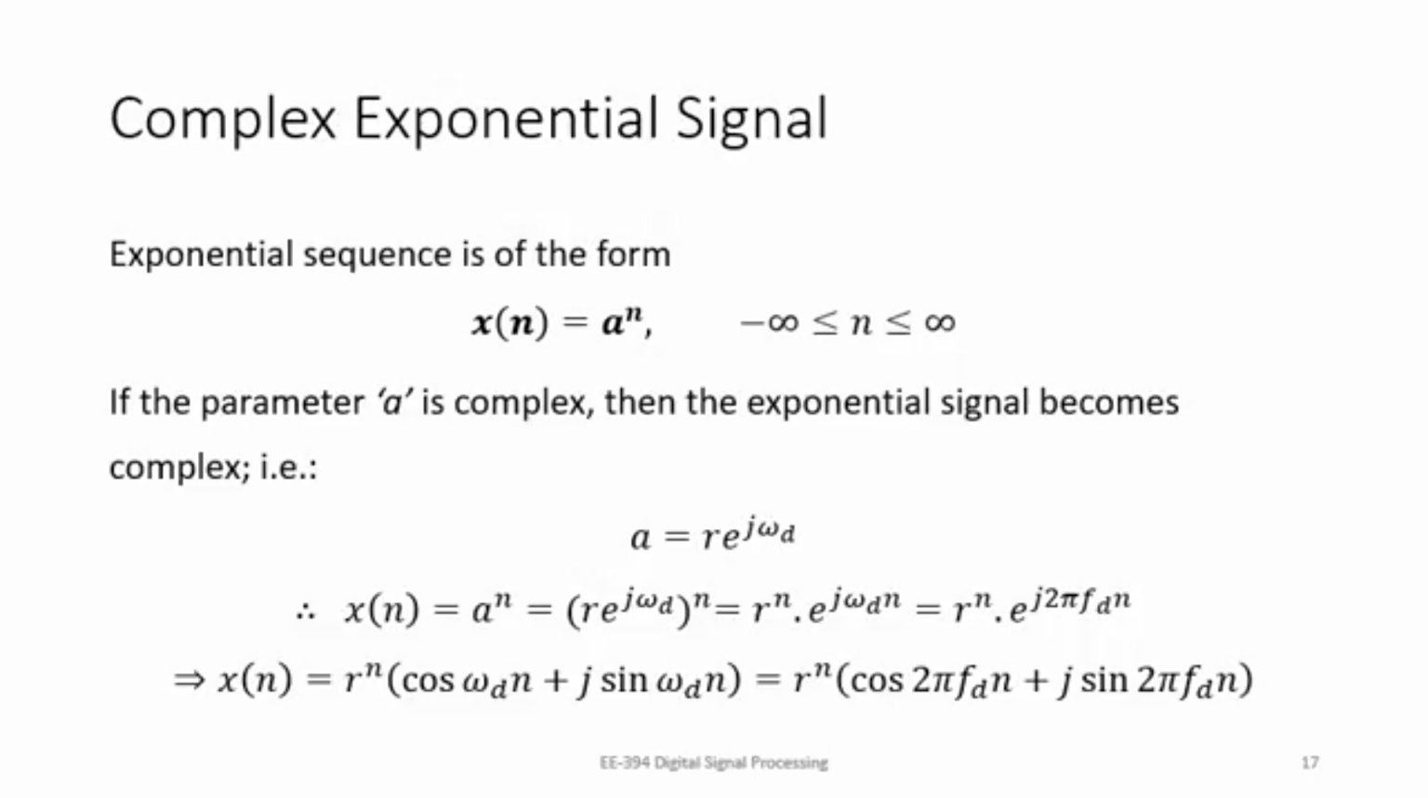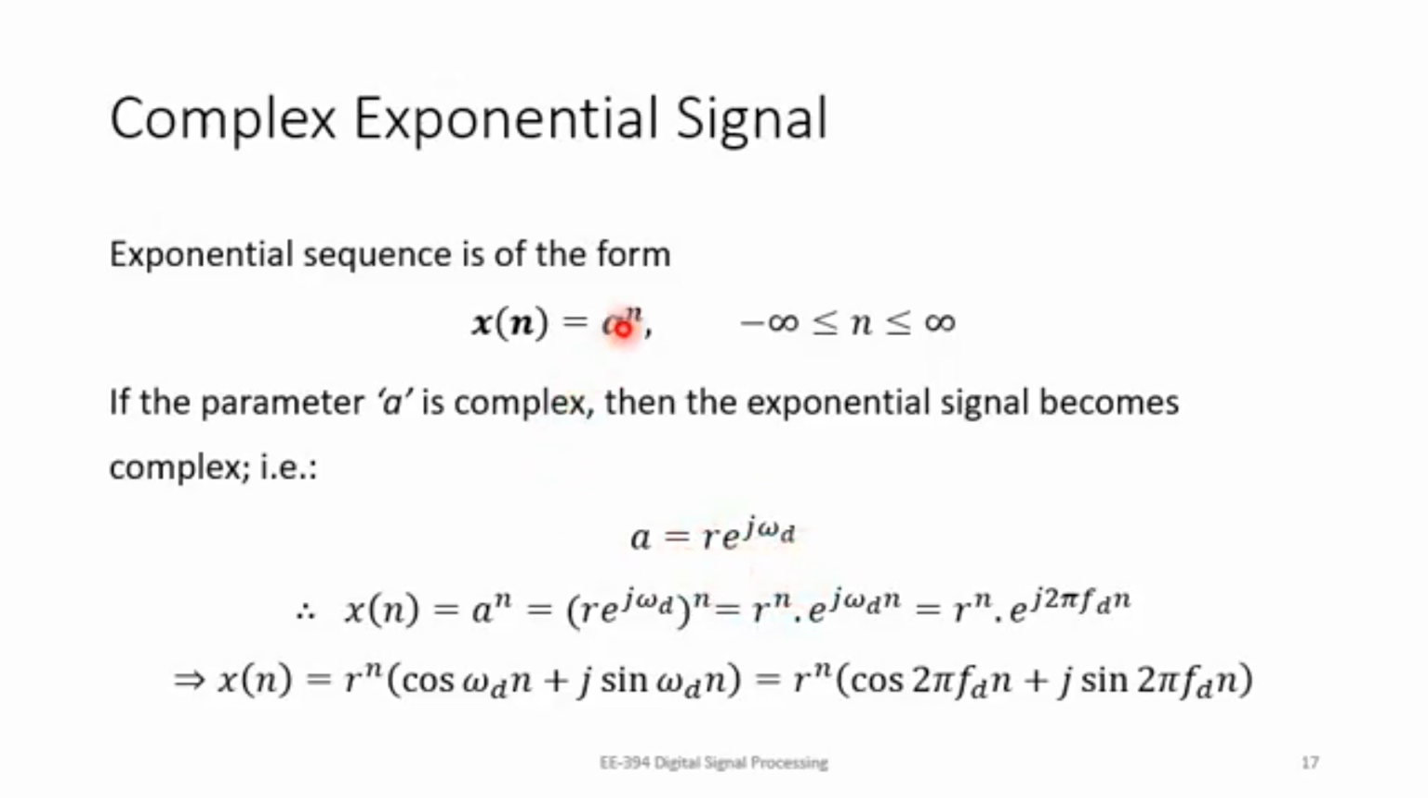Right, so now let's look at the complex exponential signal. As I mentioned earlier, the form of the exponential sequence will remain the same, a raised to power n, but a will now become complex, and as soon as a becomes complex, the exponential signal becomes complex. So for example, I now take the value of a as not a real number but a complex number represented in phasor format, r e raised to power j omega d.